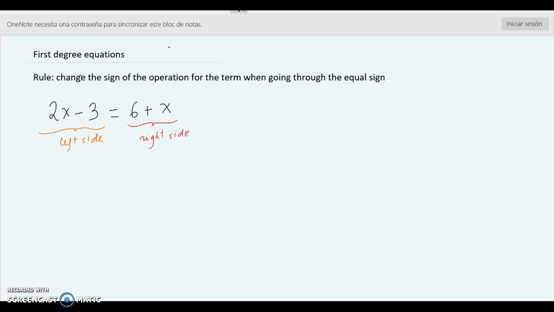This is quite important because we have to put all the x terms, so terms with the letter x, on one side. I'm going to choose the left side. The numbers on the right side. Let's start.